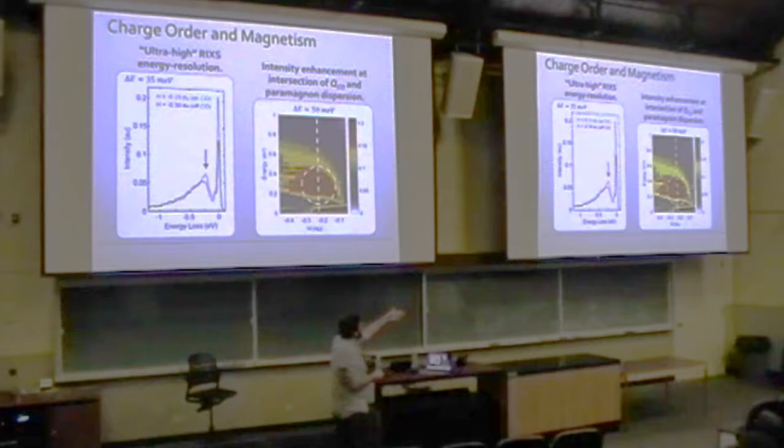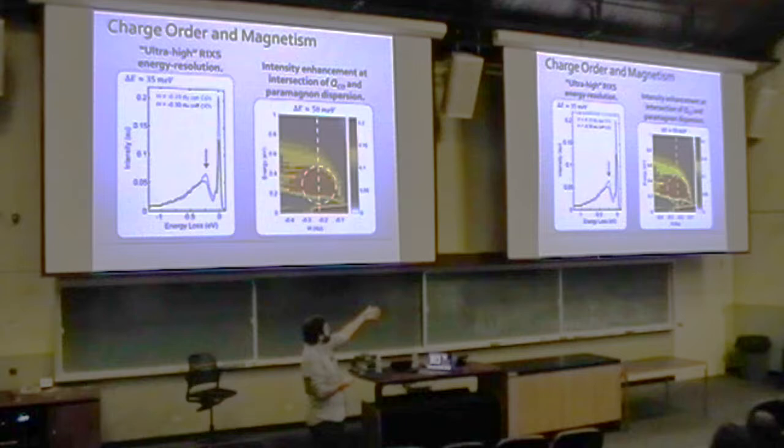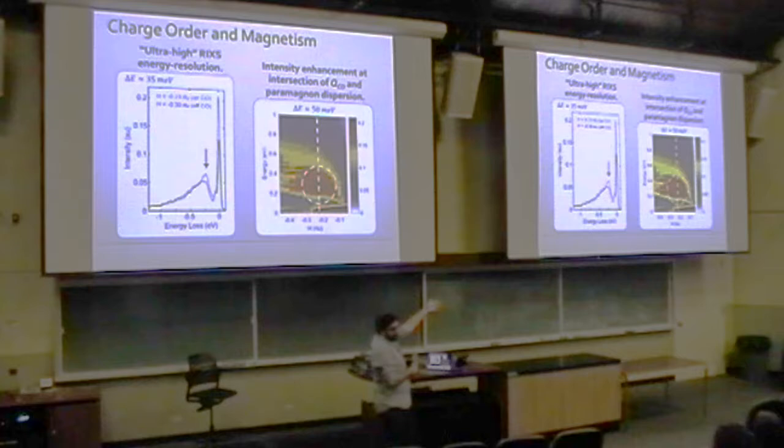Now, to know what's going on here, right? Because now comes a complication. You're measuring charge order, charge density waves, and paramagnetism at the same time. What is this? Is this the spin flip process? Is it magnetic, or is it charge on top of magnetic excitation? Okay.